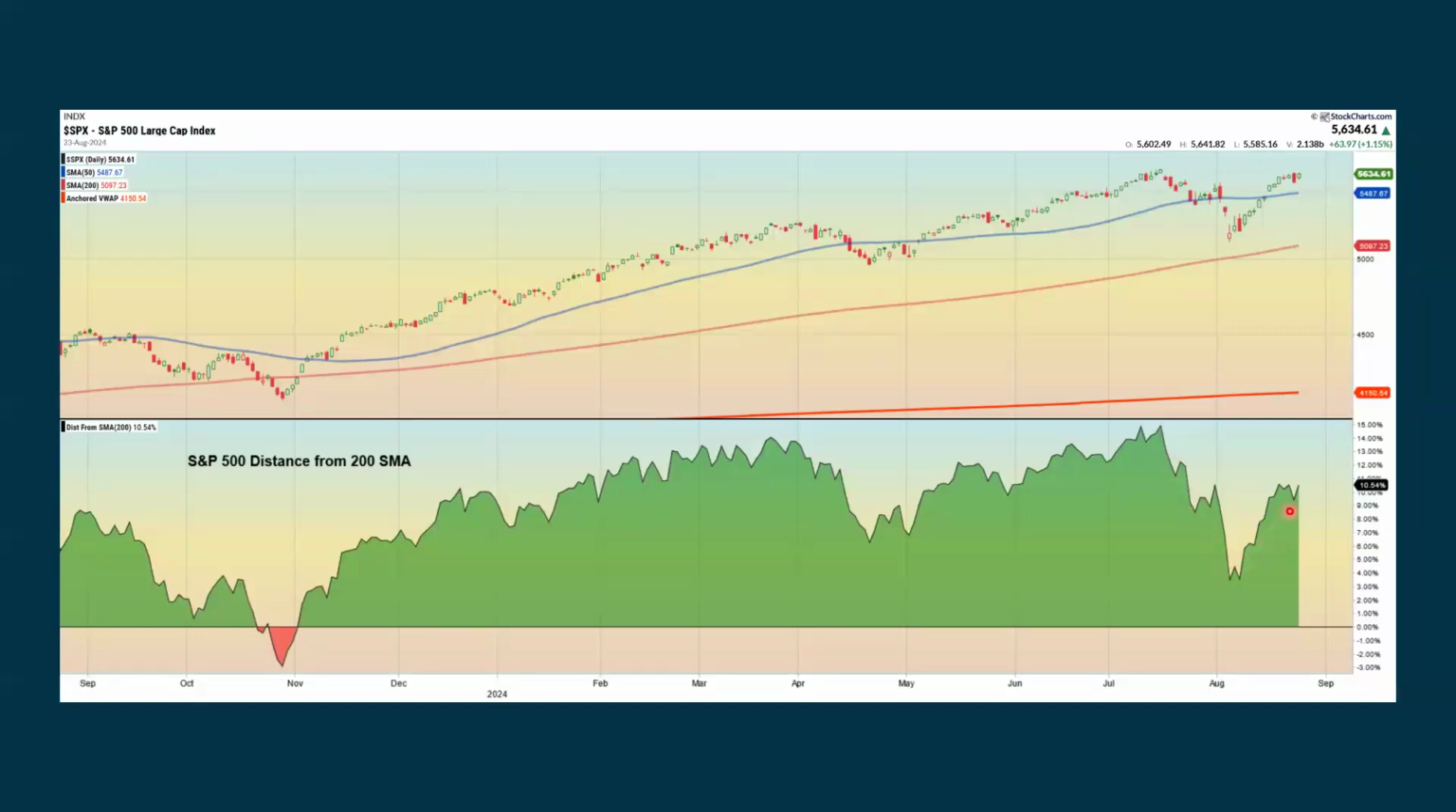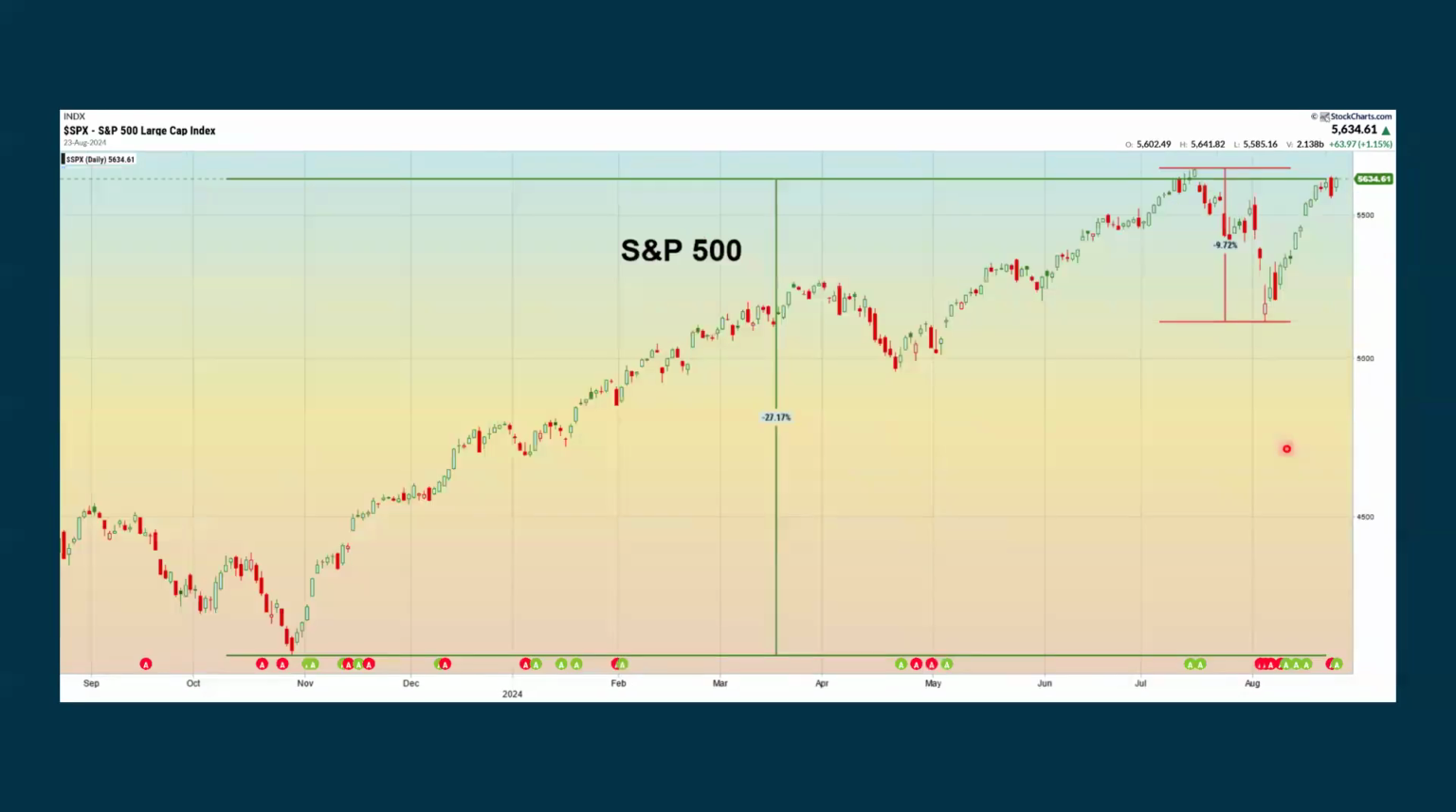Now we've been recuperating a lot of that, and we're up over 10%. We'll really pay attention to this if we get back up into the 13, 14, 15% area. And just doing some measurements, when we go back to the low set in October 2023, how far have we come since that time? We're up 27.17%. A really nice move.